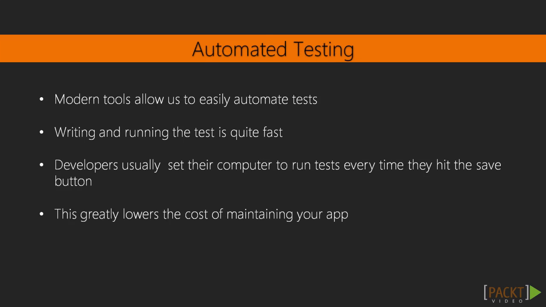It is for this reason that we have computers, to do these boring repetitive tasks. Modern tools, which we'll explore in the next video, allow us to easily automate all of these tests. It takes very little time to write the tests, and in most cases, our tests can run in 1 or 2 seconds, often faster. It's quite common for developers to set their computer to run tests every time they hit the Save button. If they've made a change that causes a problem, they'll know it instantly, while the change is fresh in their mind, and then fix it right away.